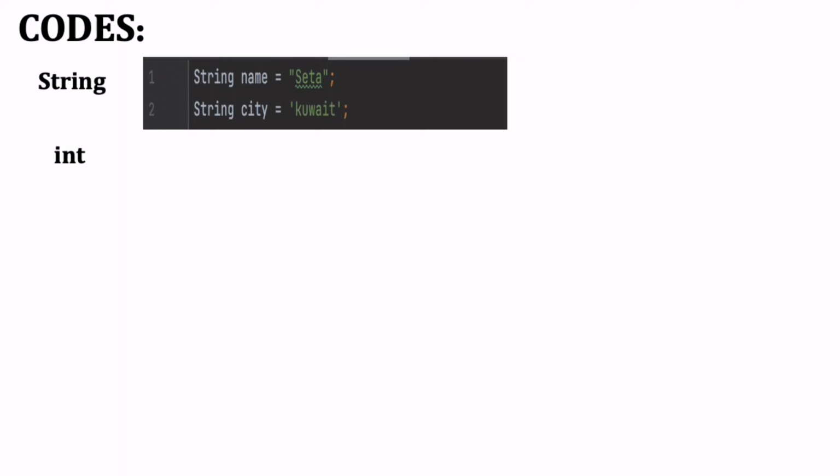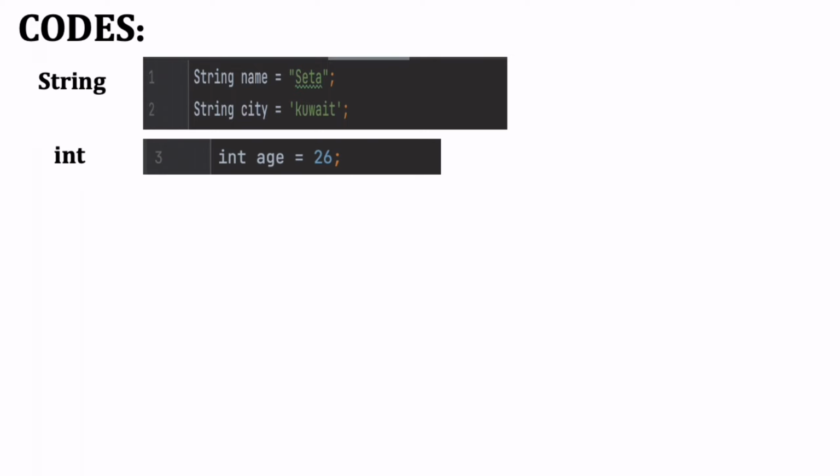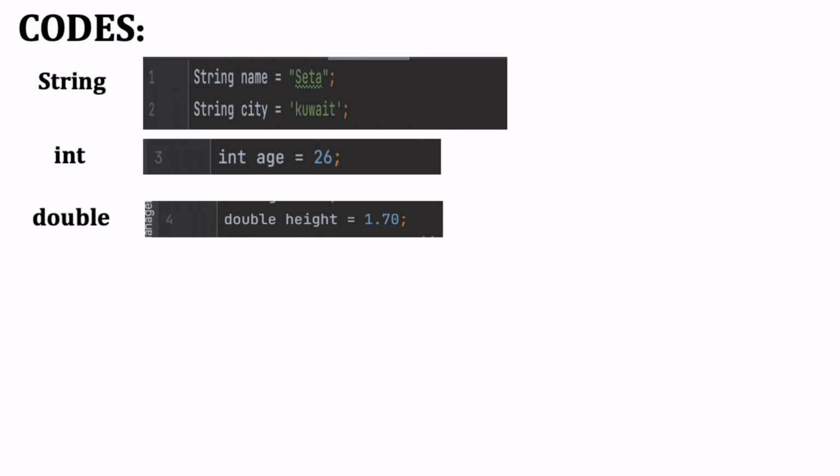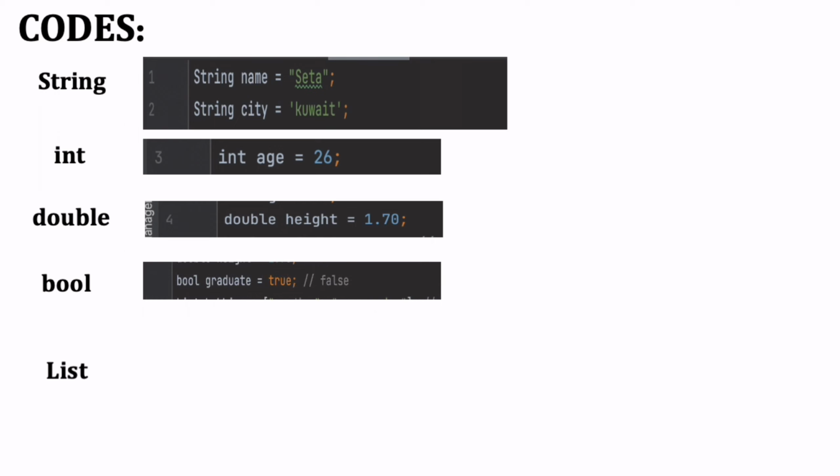Second, integers. Integers like 1, 2, 3, we write it like integer age equals 26. Third, doubles, it's like 1.0, 2.0, etc. We will write it like double height equals 1.7. Fourth is bool, it's either true or false, so we can write bool graduated equals true.